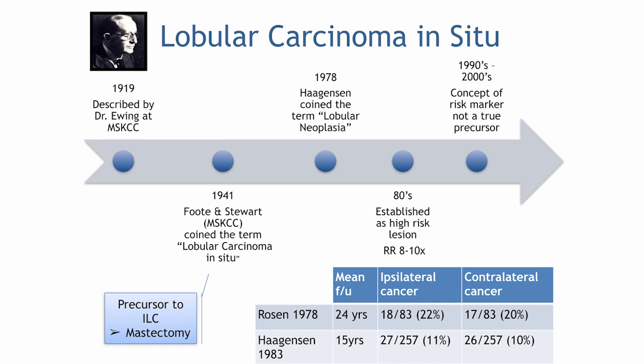And so at that time in the 1940s, if you were found to have these cells, it was recommended that you have a mastectomy to prevent the development of breast cancer. Well, then what happened over the next 40 years or so is that other pathologists started to become interested in this lesion, and they went back to their archives.